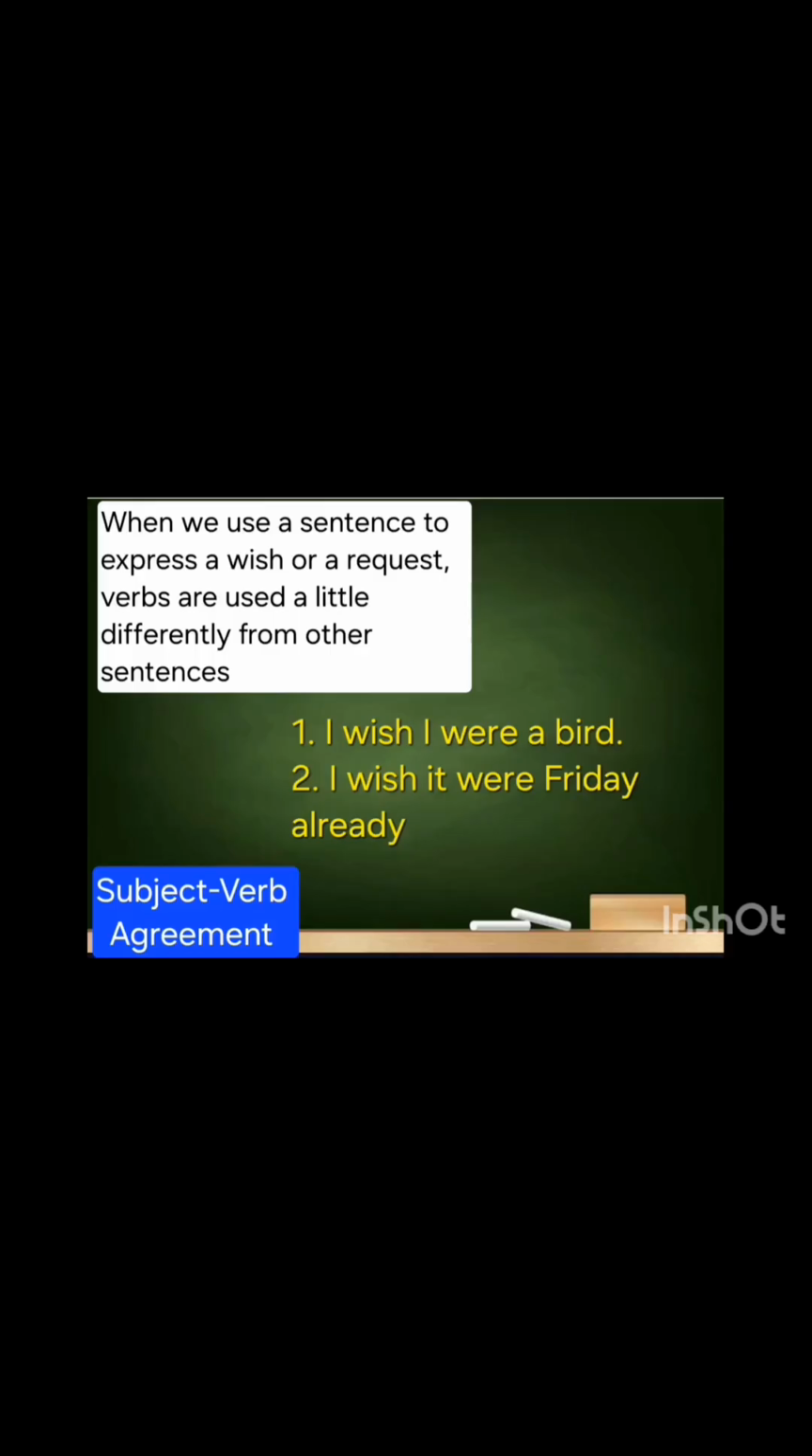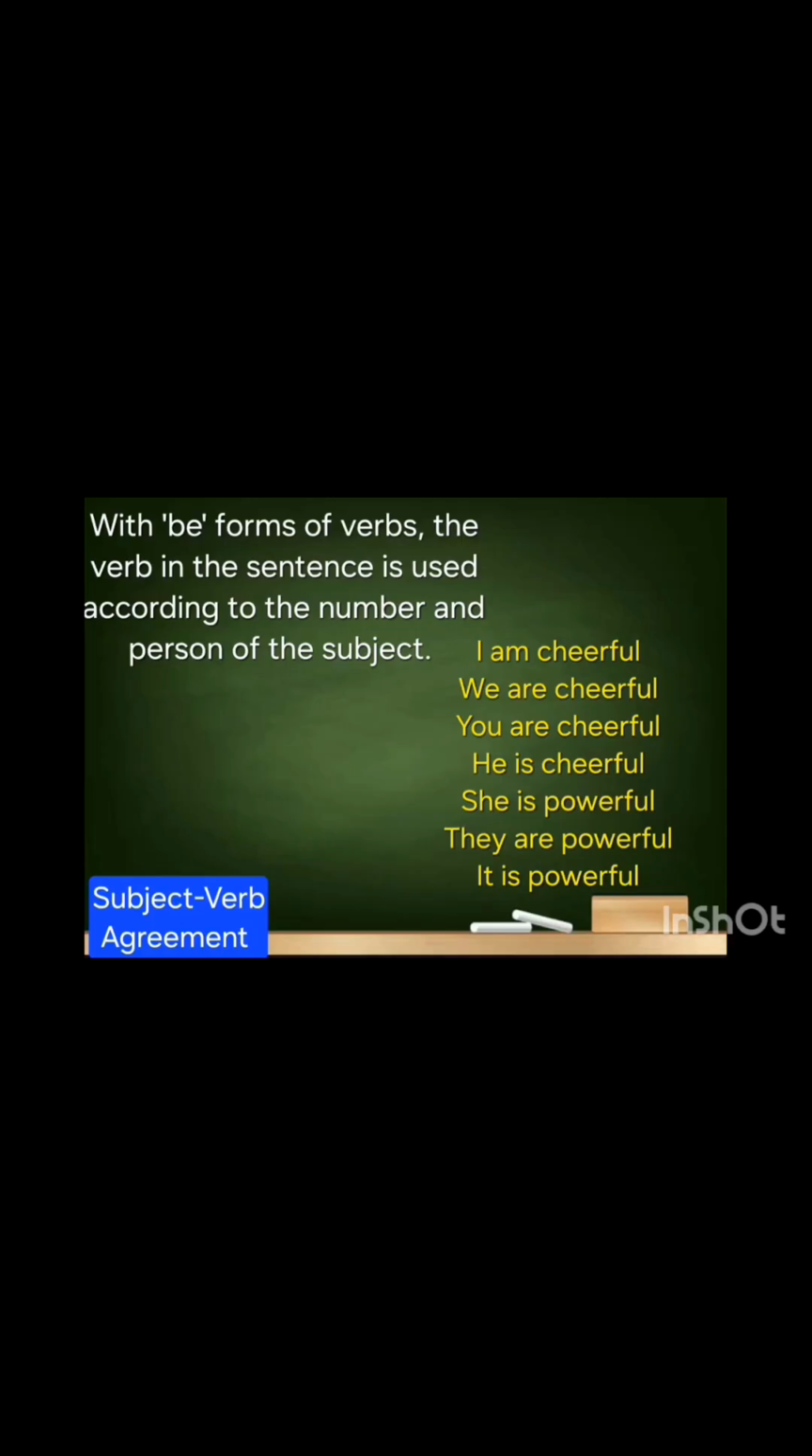And when we are using a sentence to express a wish or a request, then the verbs are used in a very different manner. It doesn't follow the subject-verb agreement rule. For instance, I wish I were a bird. It's not "I wish I was a bird". I wish I were a bird. I wish it were Friday already. So be careful when you are using such sentences because here the verbs are used slightly differently.